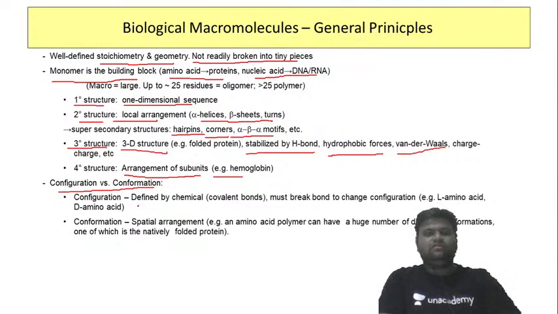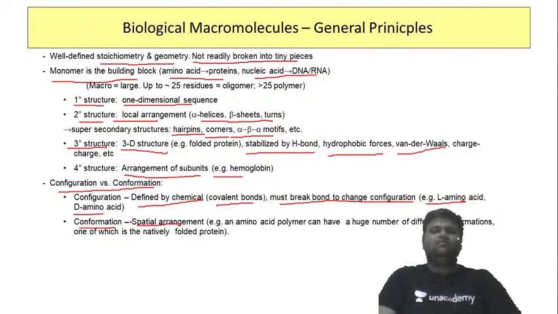So configuration is defined by the chemical bonds; in the case of a covalent bond, you must break the bond to change the configuration. Example, L amino acids and D amino acids. So that is configuration, sorry. Conformation is the spatial arrangement. For example, an amino acid polymer can have a huge number of different conformations, one of which is the natively folded protein.